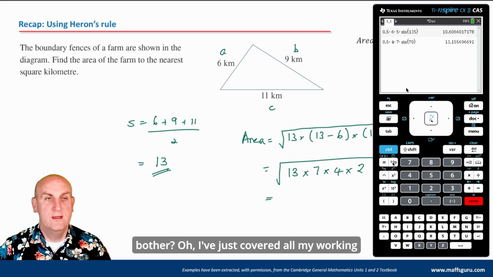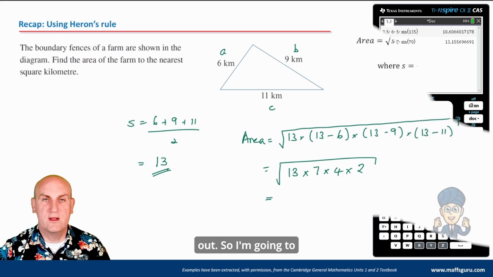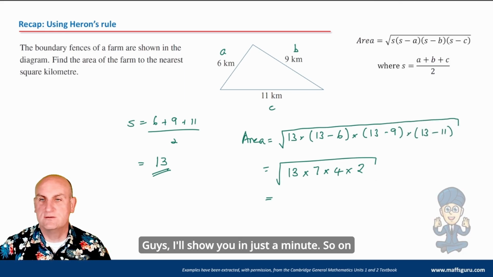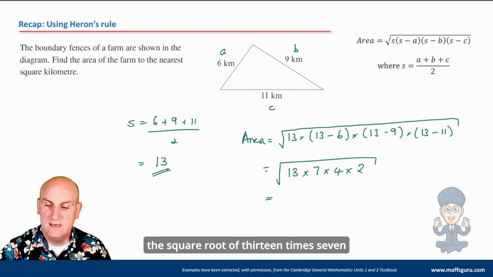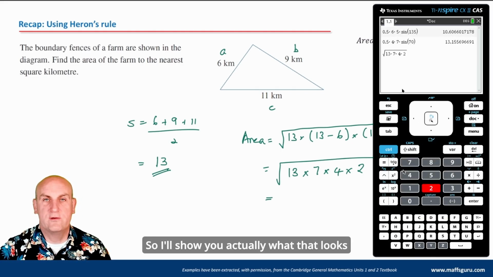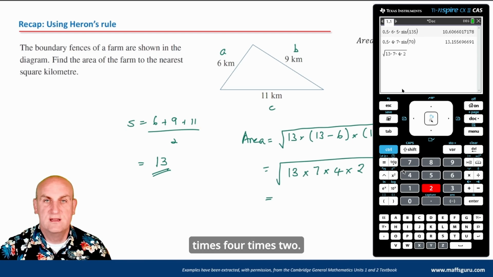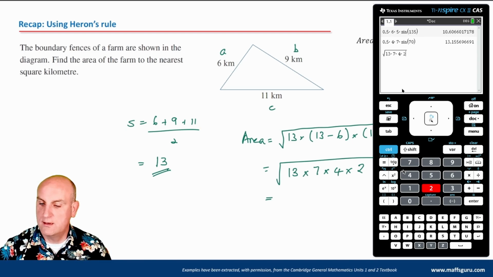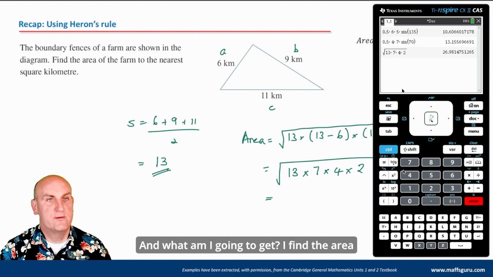No, why would I bother? Oh, I've just covered all my working out. So I'm going to actually hide this calculation, guys. I'll show you in just a minute. So the square root of 13 times 7 times 4 times 2. I'll show you what that looks like on my calculator. 13 times 7 times 4 times 2. And I'm going to hit enter. And what am I going to get?